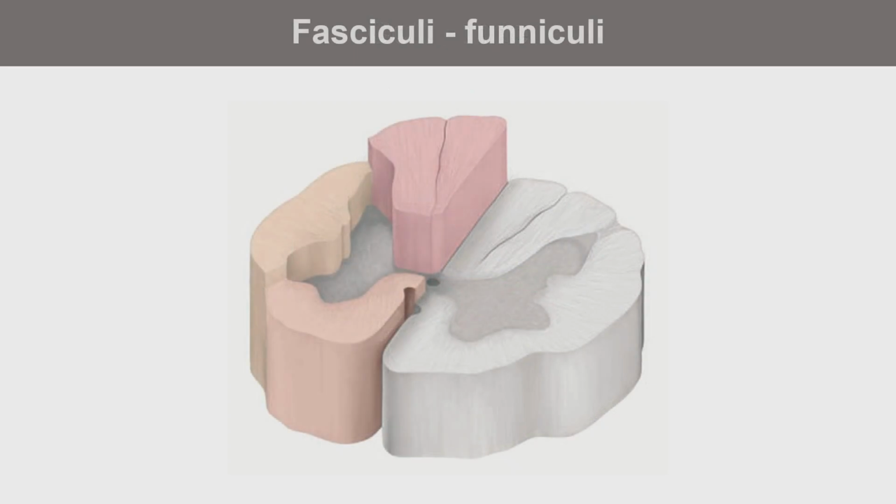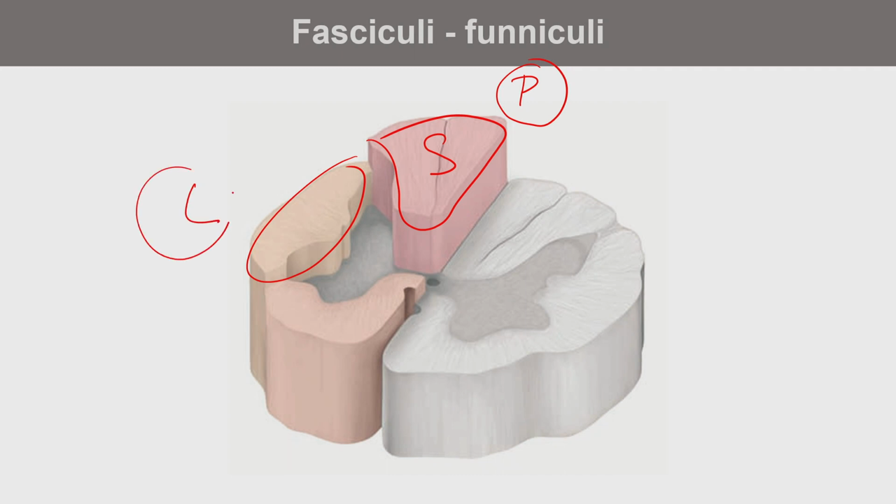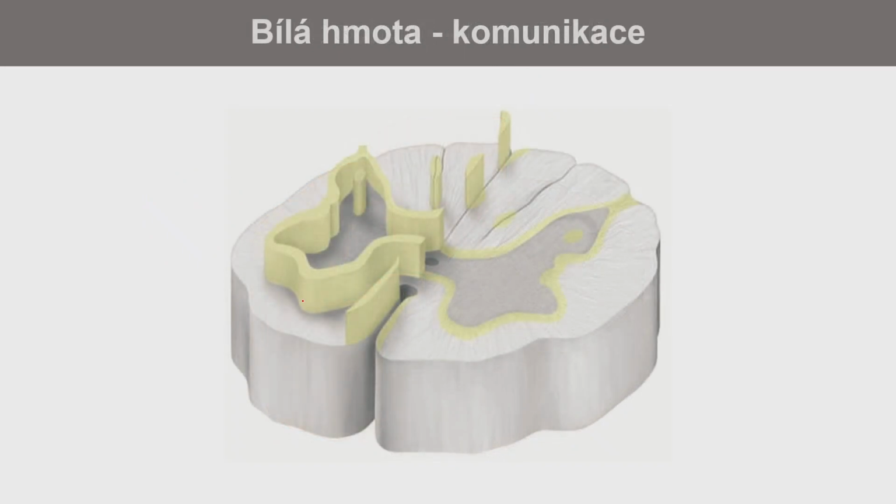The same distribution of the quality of fibers is only in a posterior funiculi or fasciculi, because here are only sensoric. But here in lateral funiculi and anterior funiculi could be mixed sensoric and motor. We will see it early.